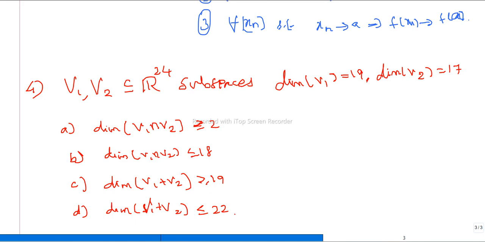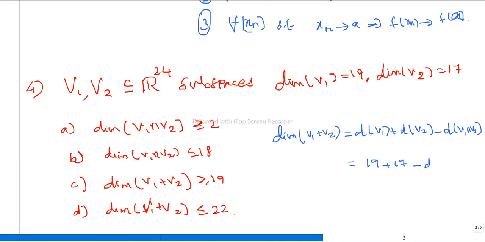So what is the answer? You have to use the formula: dimension of V1 plus V2 should be dimension of V1 plus dimension of V2 minus dimension of the intersection V1 intersection V2. Now what will you get? We know that is 19 plus 17 minus, we don't know this value, dimension of V1 intersection V2. And what is this? 36 minus dimension of V1 intersection V2.